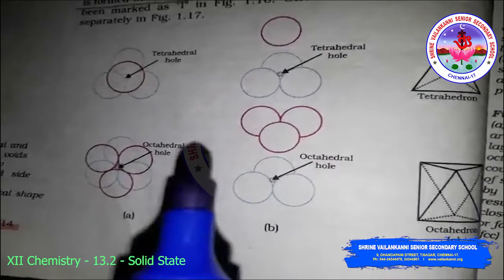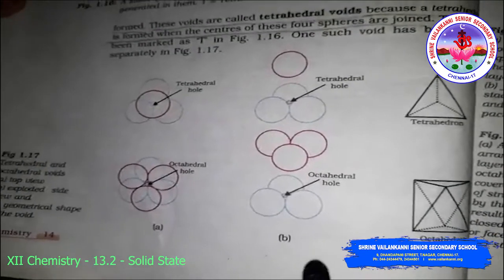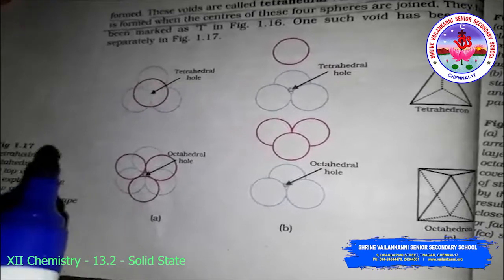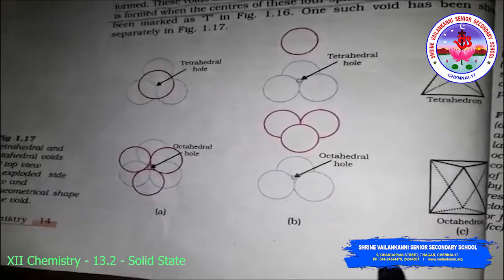So here the number of close packed spheres, simply we can indicate it as n. The number of octahedral voids generated is simply 1n. Then the tetrahedral voids generated are 2n.